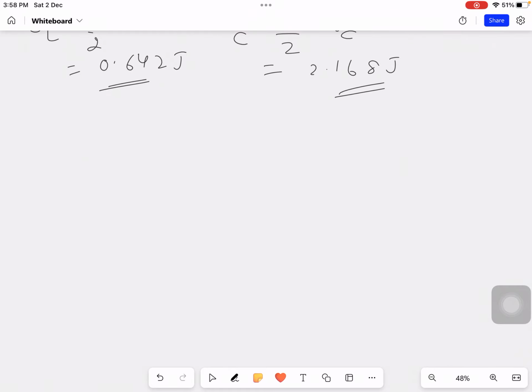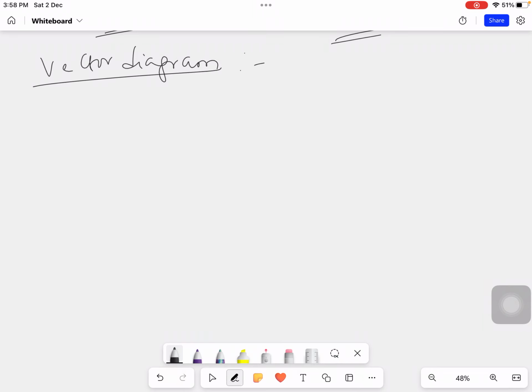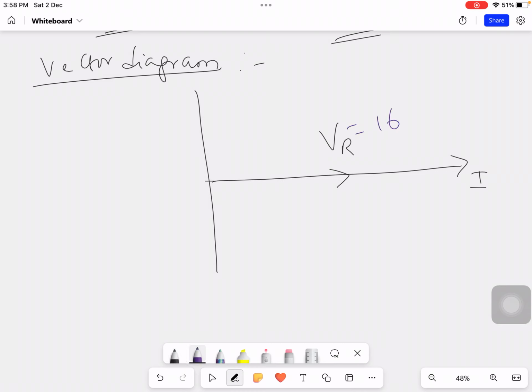Now I will draw the vector diagram. So now I will take current as the reference vector. As we know, what is the drop in the resistive circuit? Current and voltage are in same phase. So therefore this is VR. What is the drop of VR? Almost it is 160.02 volts. Then what about VL?